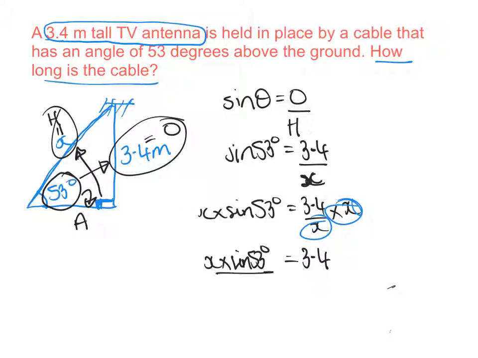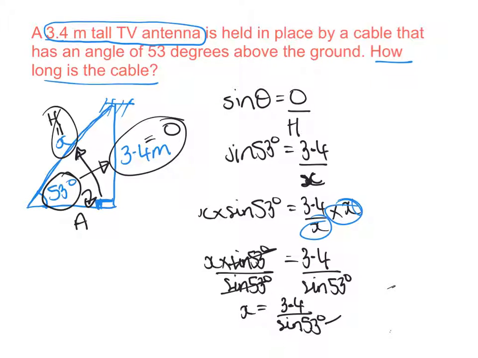Now what I'll do is, to get rid of this times by sine of 53, I'll divide by sine of 53 on both sides. So that will cancel out with that, because times by sine of 53 divided by sine of 53 is the opposite. Now 3.4 divided by sine of 53.